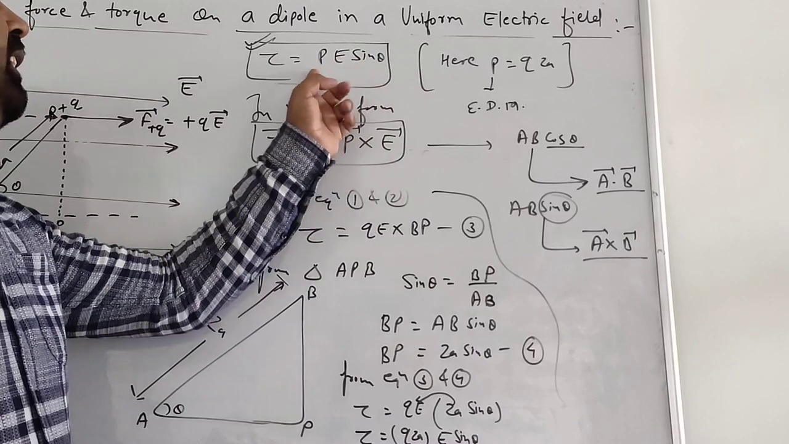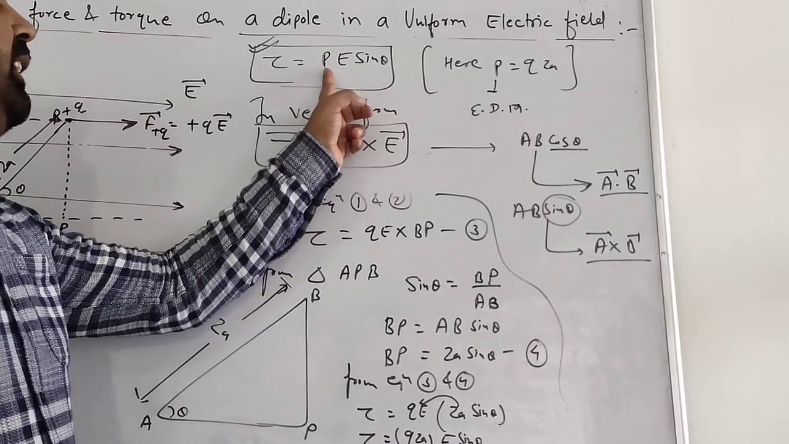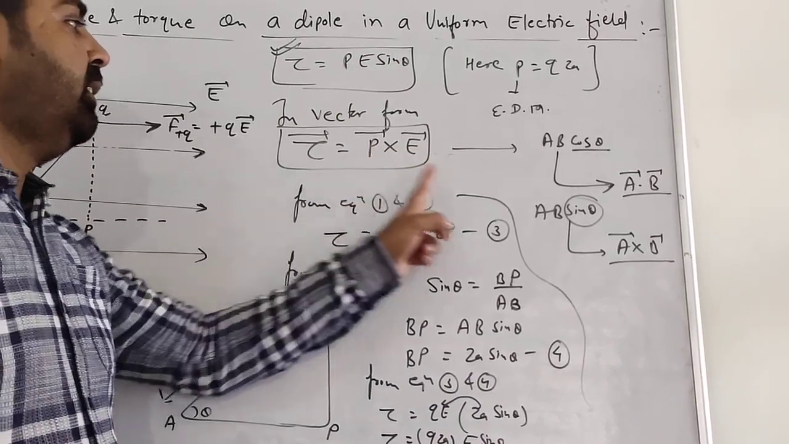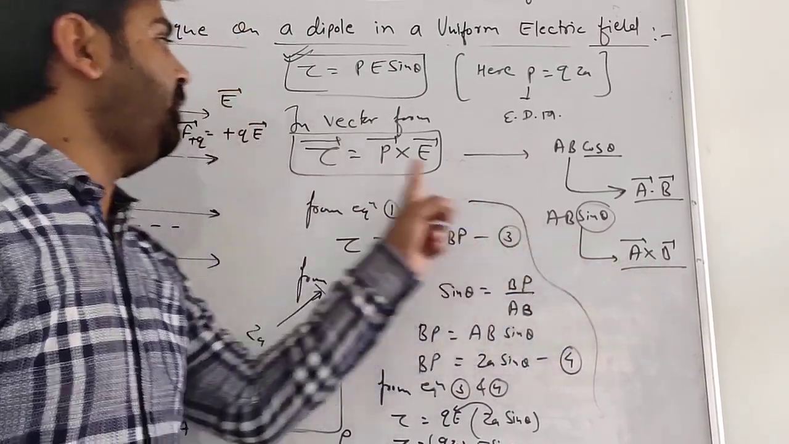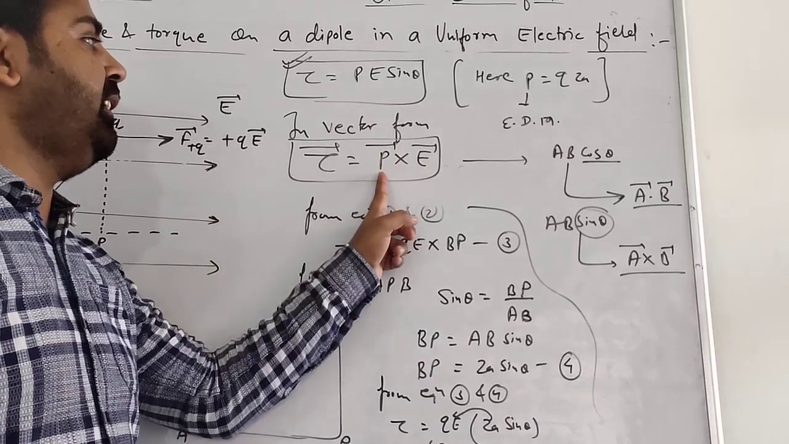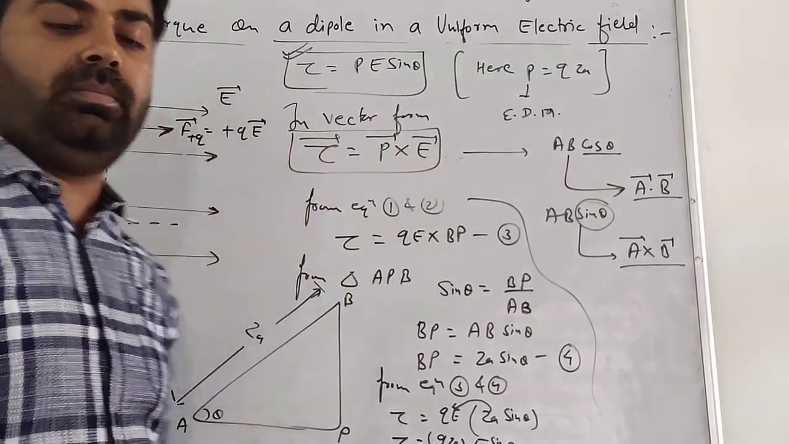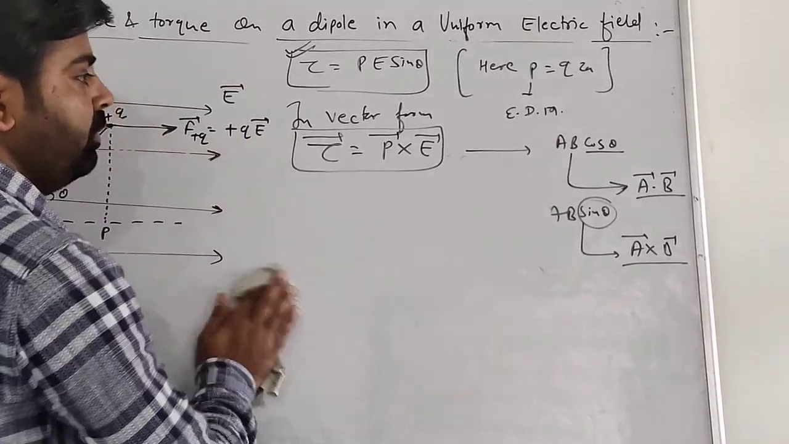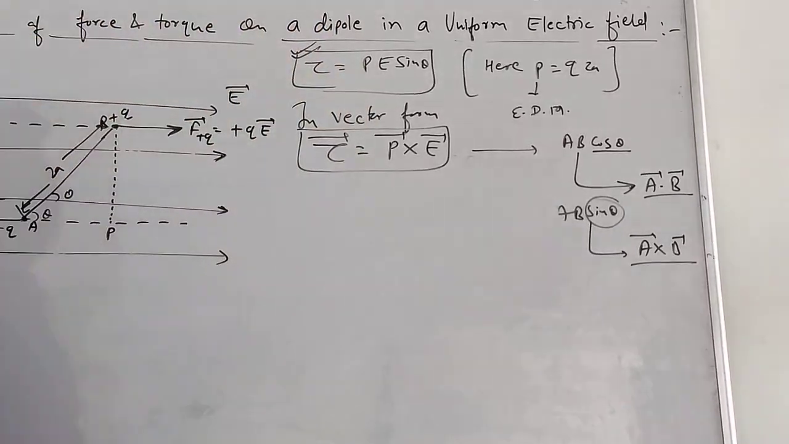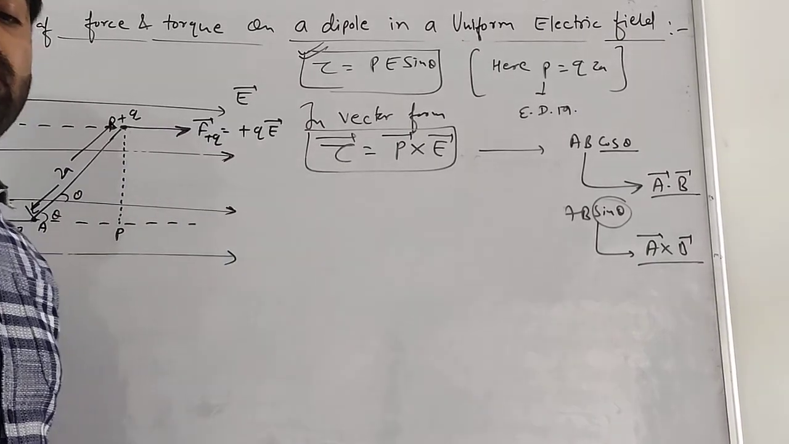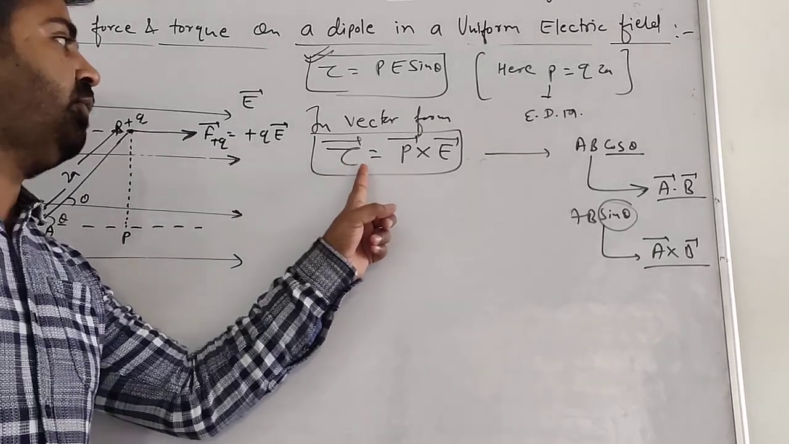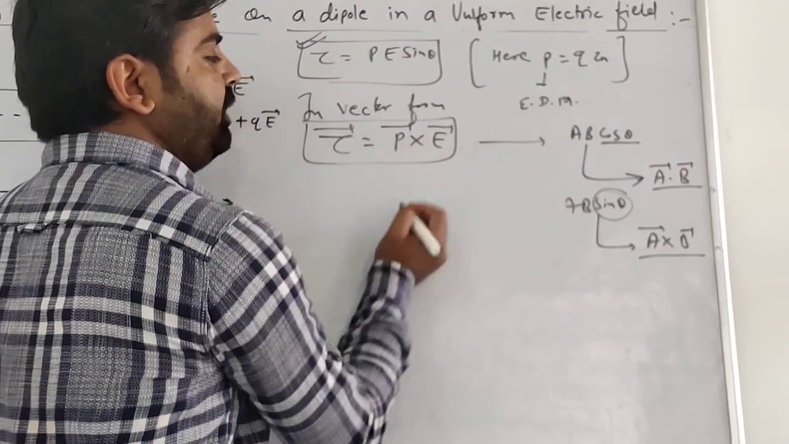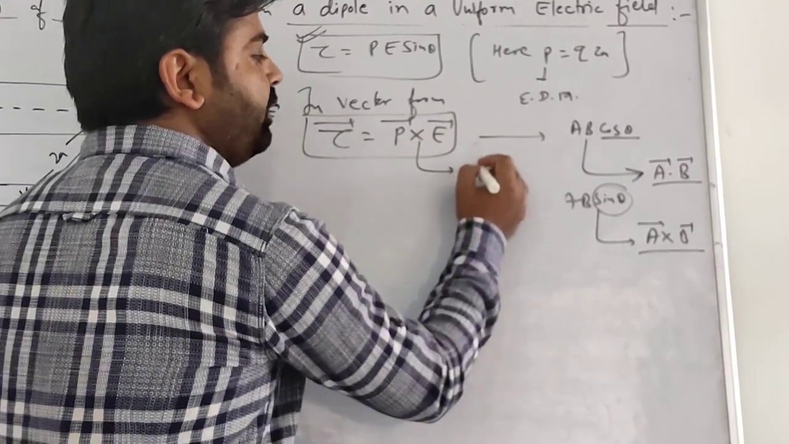And the same situation is here. Tau is equal to P sin theta, where P denotes A and E denotes B. AB sin theta can be written as A cross B. So PE sin theta can be written as P vector cross E vector. Now we find the direction of torque. Its direction is P vector cross E vector, and its direction is n cap.